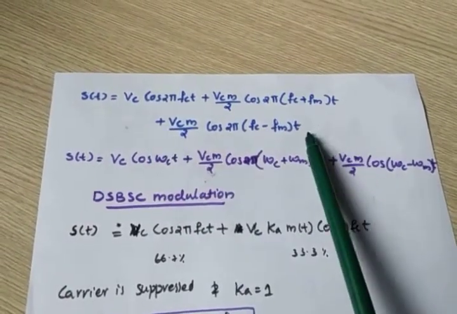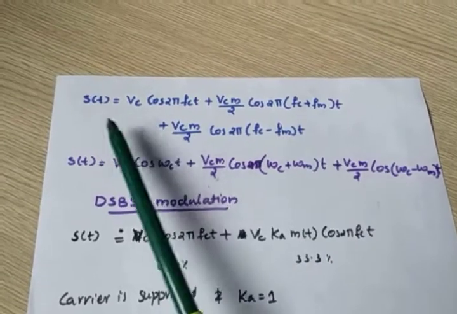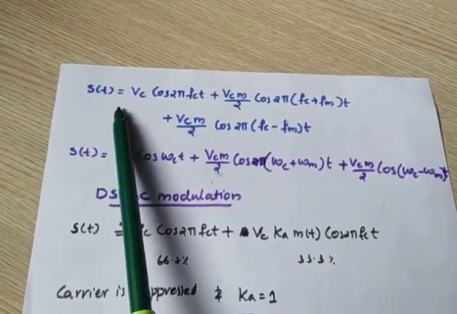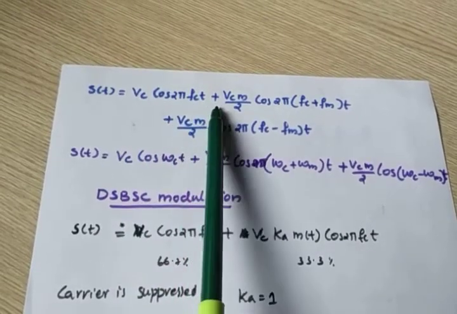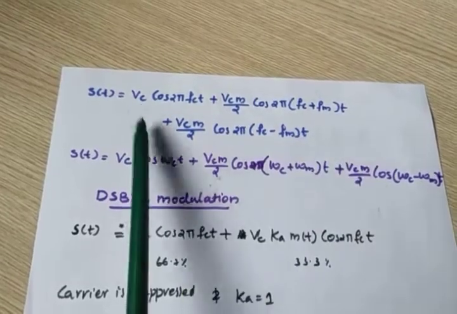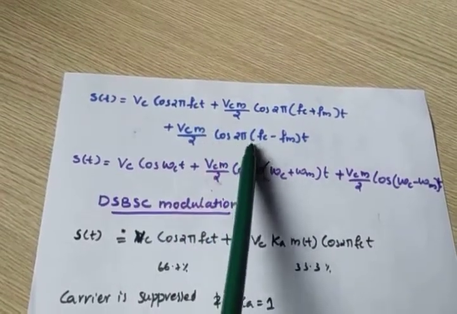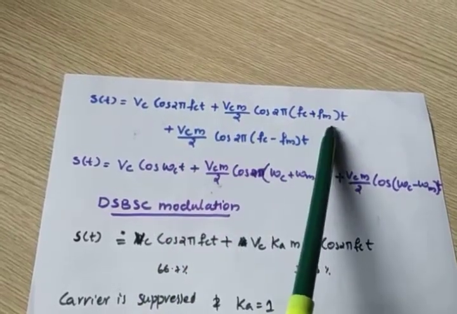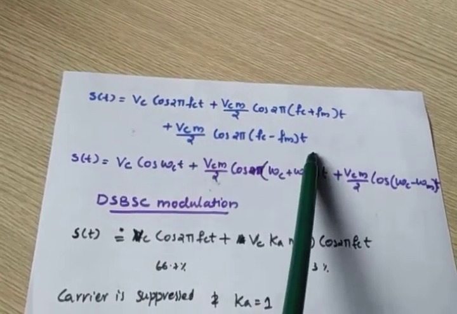This is the general expression for an AM signal. So S of t is equal to Vc cos 2 pi fct plus Vcm by 2 cos 2 pi (fc plus fm) t plus Vcm by 2 cos 2 pi (fc minus fm) t. This is the carrier, this is the upper sideband, and this is the lower sideband.